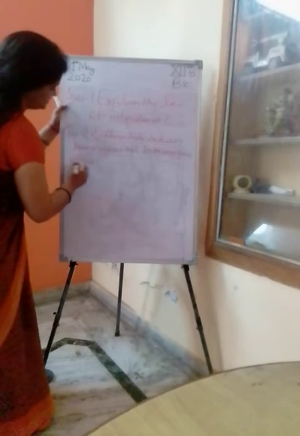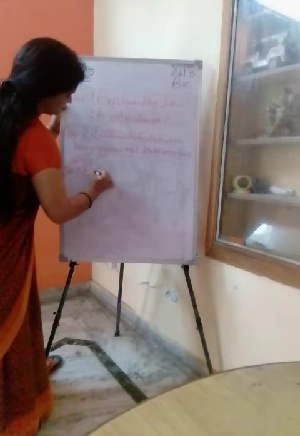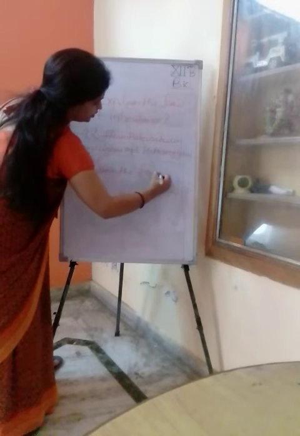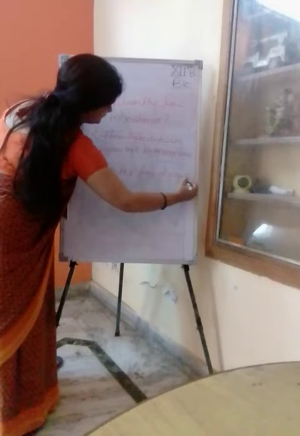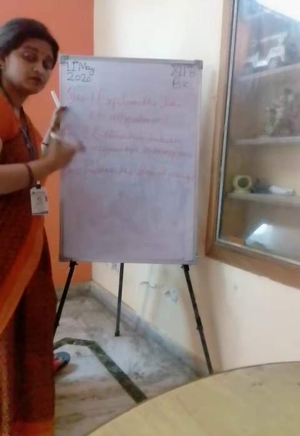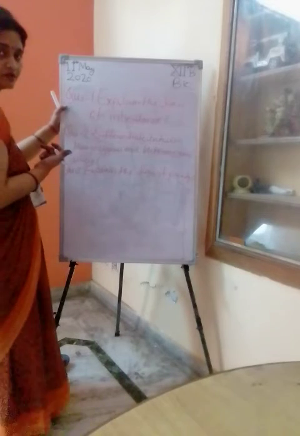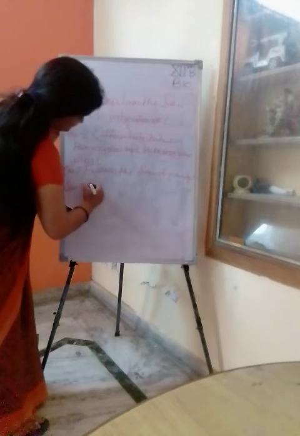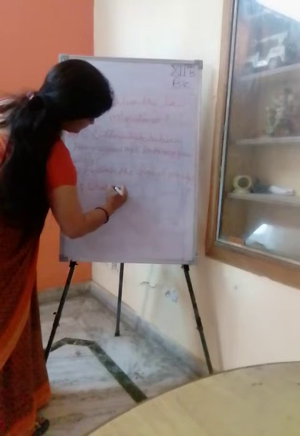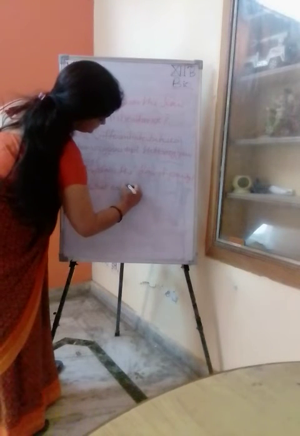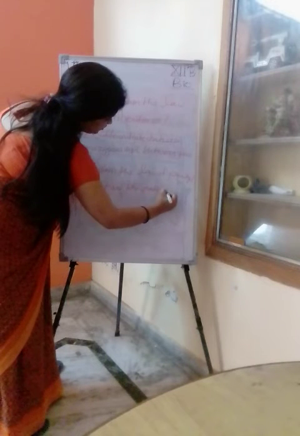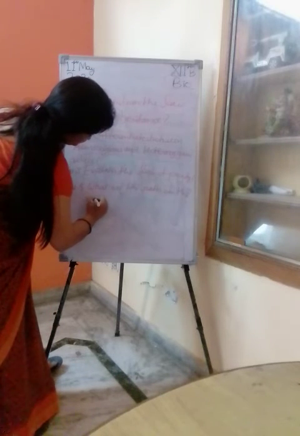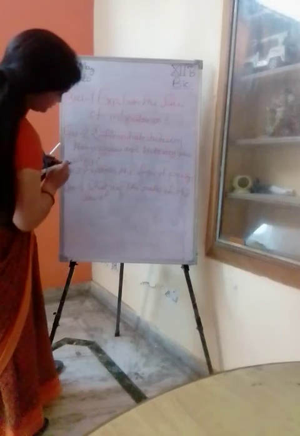Now question number 3, explain the law of purity. It means that I am talking about the second law of segregation. Understand that? Now what are the ratios of the law? What are the ratios of the phenotype and genotype?